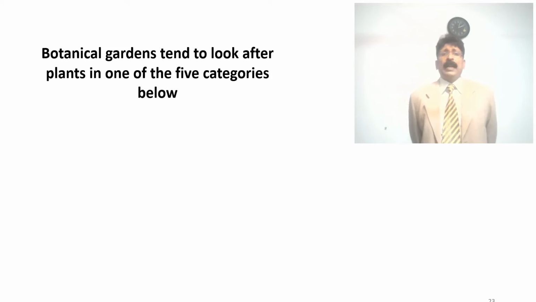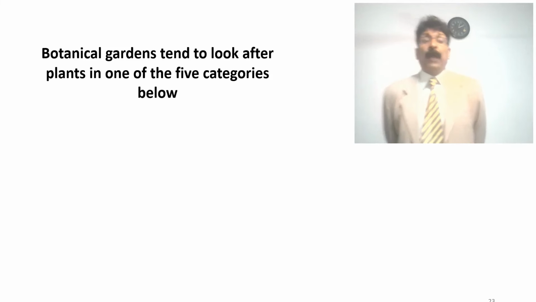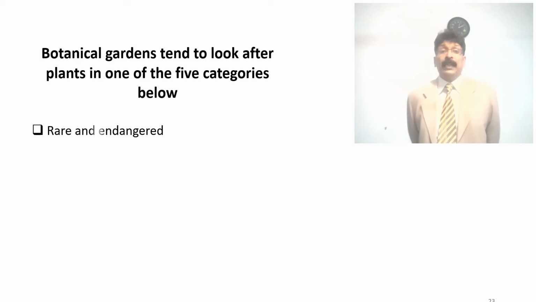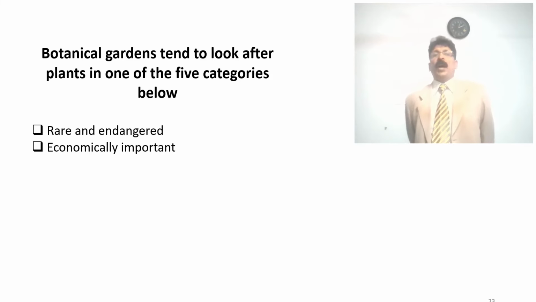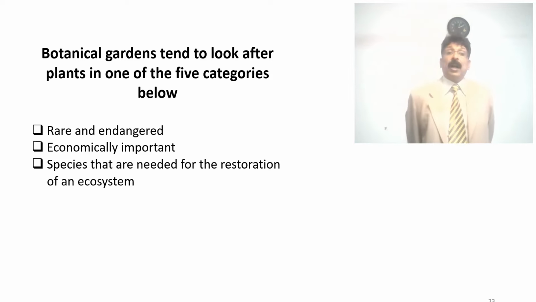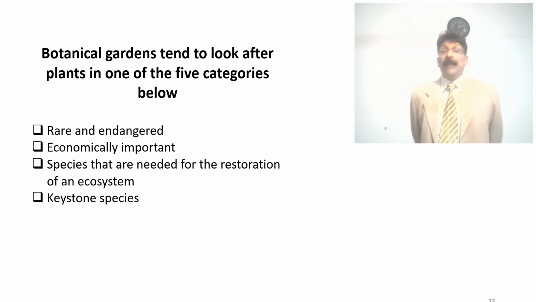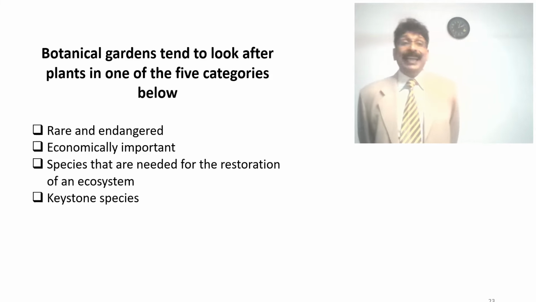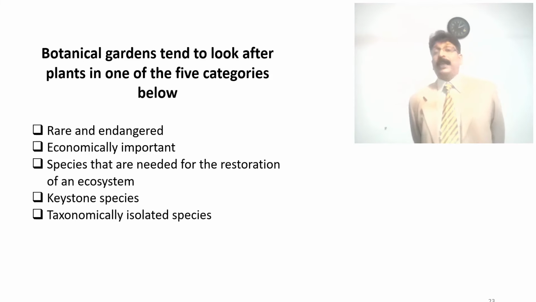Botanical gardens also, in ex situ conservation, look after plants in one of the 5 categories below: rare and endangered species of plants, economically important plants, and cultivated and protected species that are needed for the restoration of an ecosystem. You know how plants help in an ecosystem: keystone species, taxonomically isolated species.